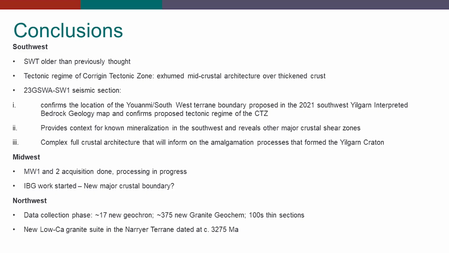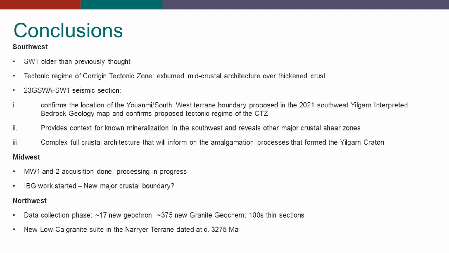All right, I'll just leave you with this slide of conclusions. We've got the Southwest that is older than previously thought. We start to understand a bit better the tectonic regime for the formation of the Corrigin tectonic zone, where we look at it as an extruded mid-crustal architecture over some form of thickened crust in the late Neoarchean. We got the release of the SW1 seismic section, which confirms the location of the southwestern boundary proposed in 2021 and confirms the proposed tectonic regime for the Corrigin tectonic zone. It provides context for known mineralization in the southwest and reveals other major crustal shear zones which may turn prospective.